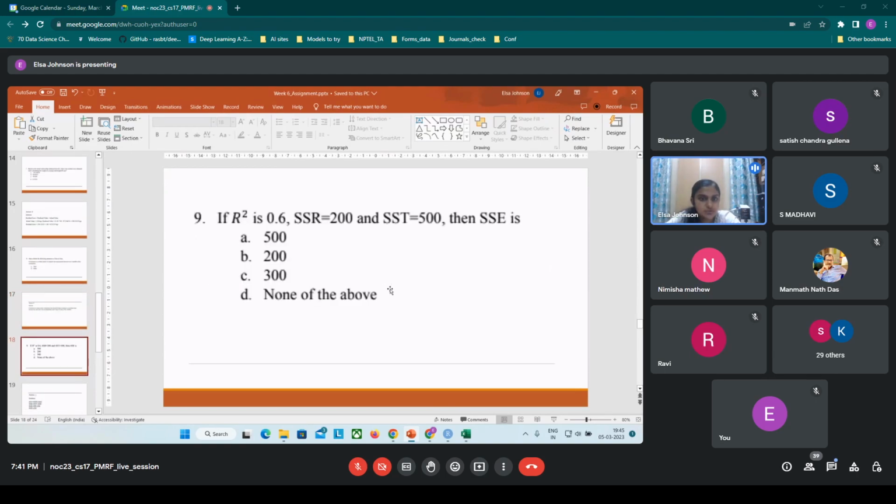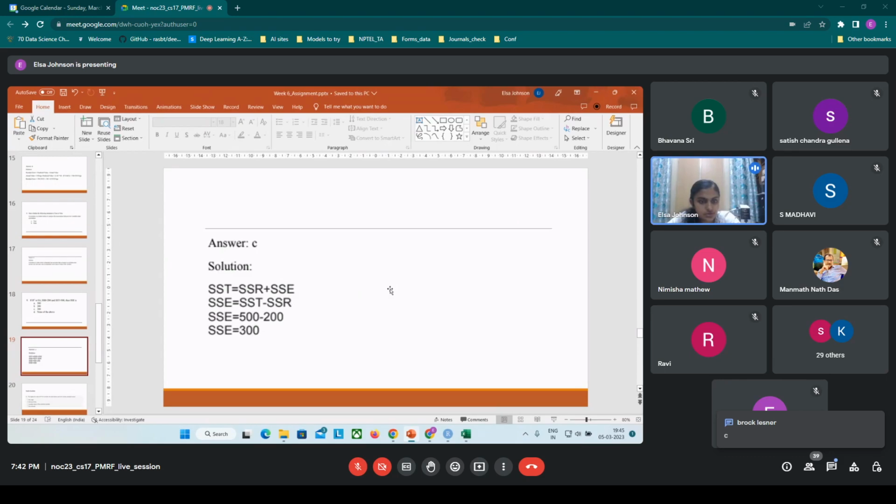If R square is 0.6, the sum of squares of the residuals is 200, and the total sum of squares is 500, then what will the error value, the SSE value, be? One person has said 300. Is it okay for everyone? So that is fine. The total sum of squares is residuals plus error, so you can find out the sum of squares.